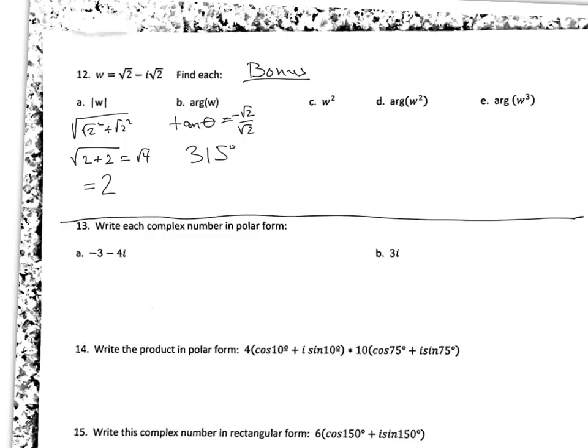w squared. Kind of weird, but again, not impossible. You know how to do this. We've just not done it with radicals and imaginaries. So radical 2 minus i radical 2 times another radical 2 minus i radical 2. This is not absolute value. This is truly take that number and square it, multiply it by itself.